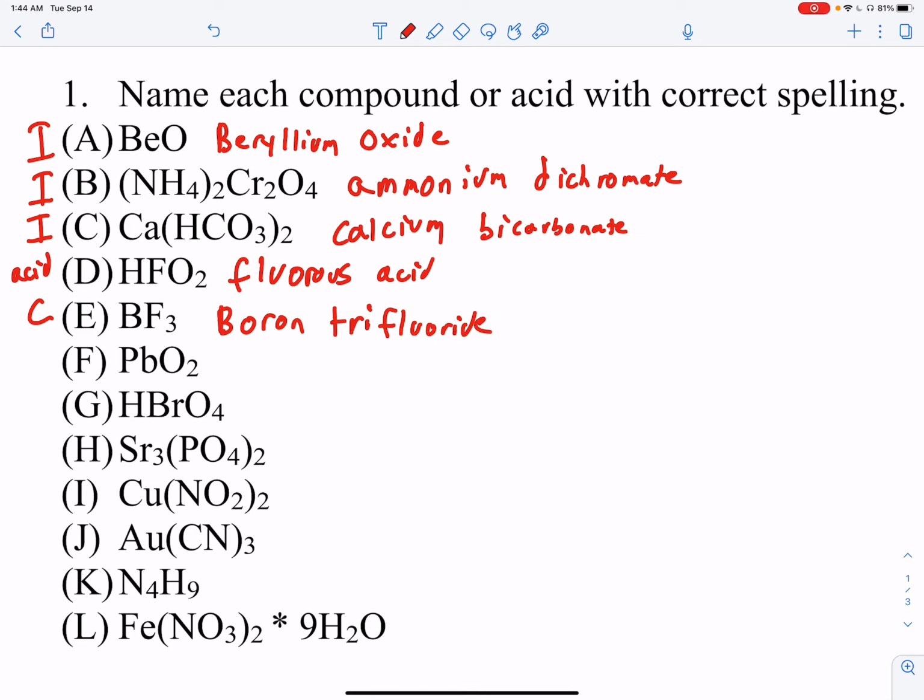Why don't I put mono-boron in the front? Well, when it's the first atom and there's only one, we don't put mono. So you'll never see mono in the first atom. If you do put mono, it's technically wrong. It goes against the rules of nomenclature. Okay? But if there's more than one on the first atom, we put the prefix. But if there's one on the second atom, we do include the mono.